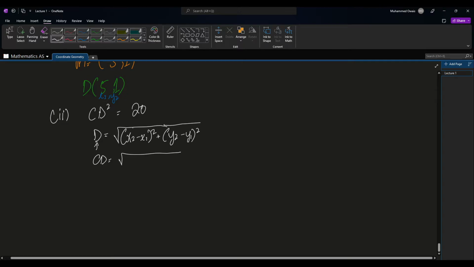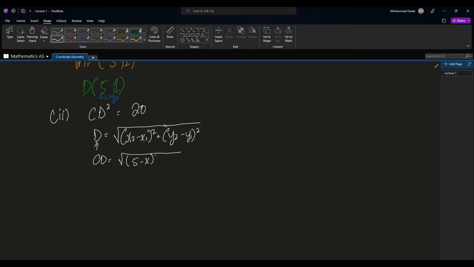Now then, let us plug these into the equation. x2 is 5, x1 is x, y2 is 1, y1 is y, squared. Now then, we know that if I replace this with 20, this whole area needs to be squared, right? So basically we will square both sides. Always know that if we square one side, you have to square both sides. Now then, we know that this has now turned into CD squared, so in place of this I can just write 20, and this 2 will cancel the square root, so this will come out as 5 minus x squared plus 1 minus y squared.